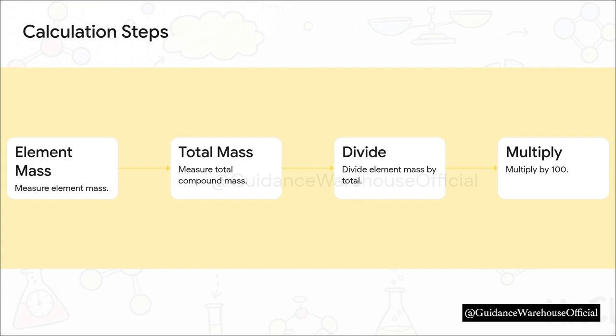Okay, step 1, take the mass of your element. Let's start with hydrogen at 2.5 grams. Step 2, take the total mass of the compound, which is 10 grams. Step 3, divide that 2.5 by 10, giving you 0.25. And step 4, multiply by 100. Boom, that gives us 25% hydrogen. Do the exact same thing for the carbon. 7.5 divided by 10 times 100 equals 75% carbon. It really is that straightforward.